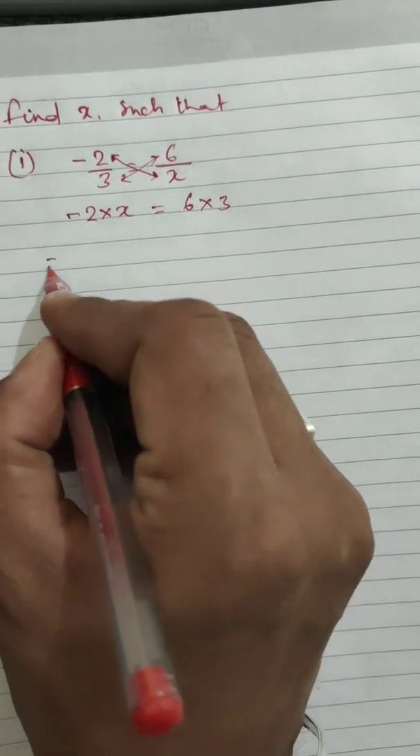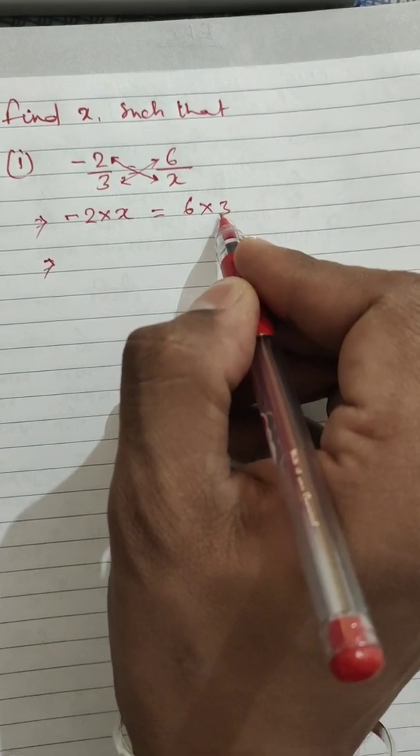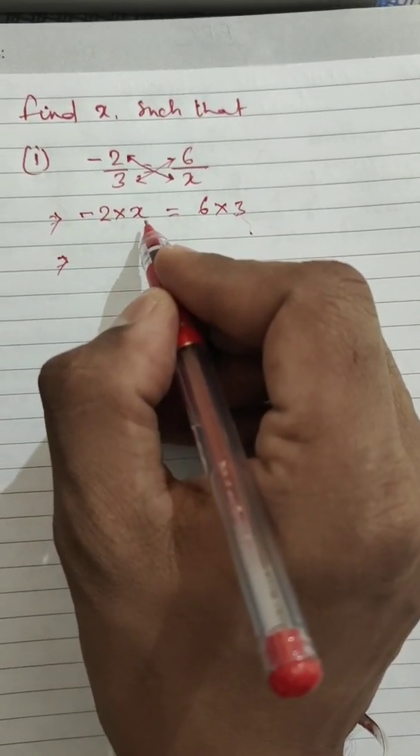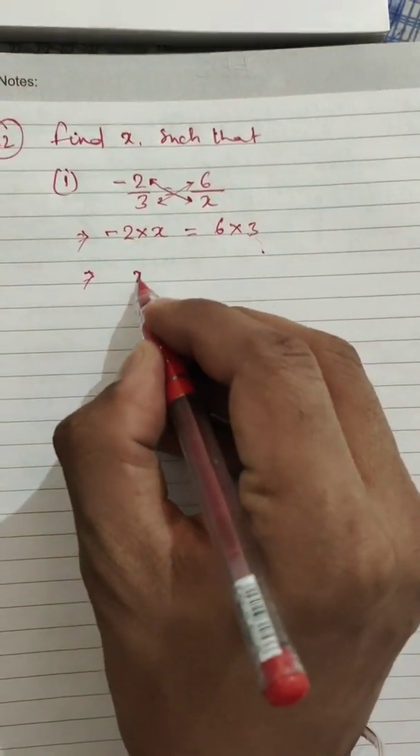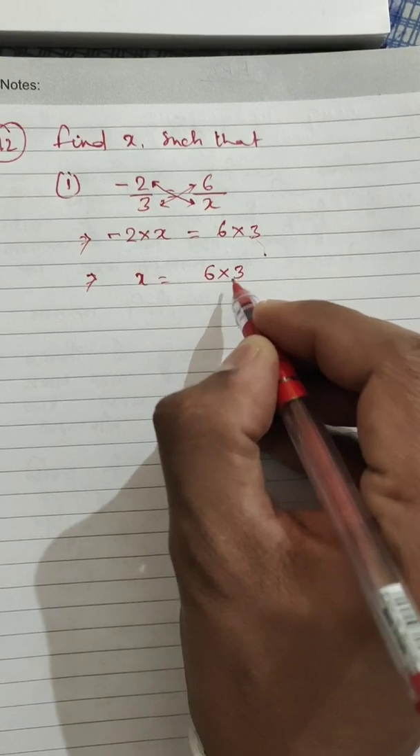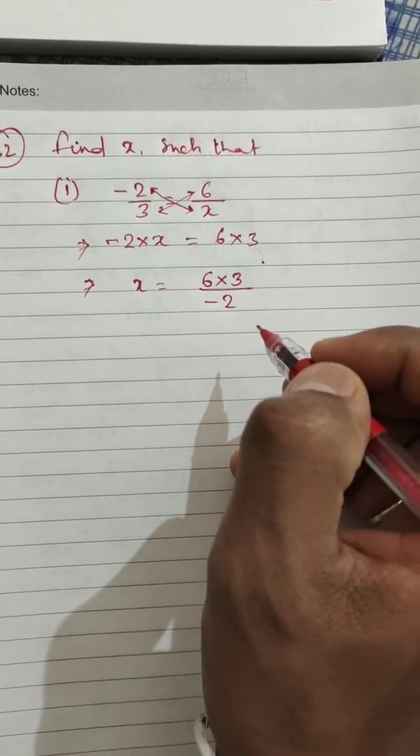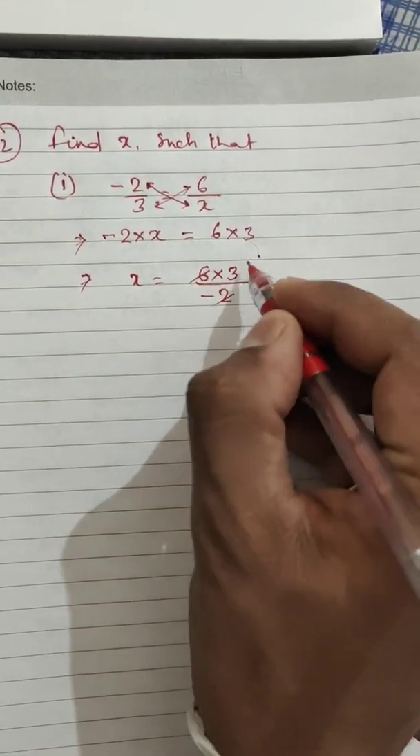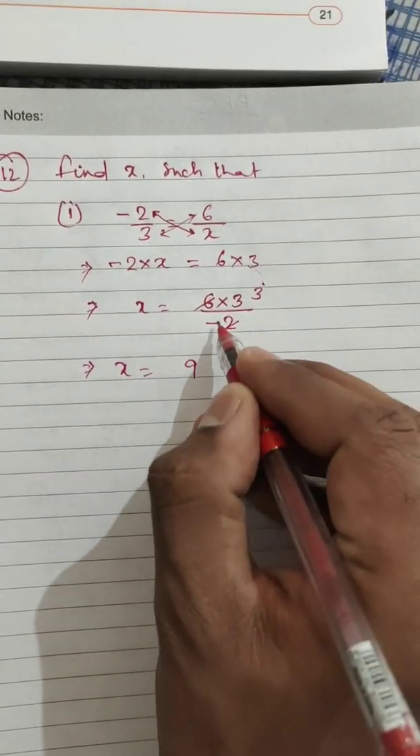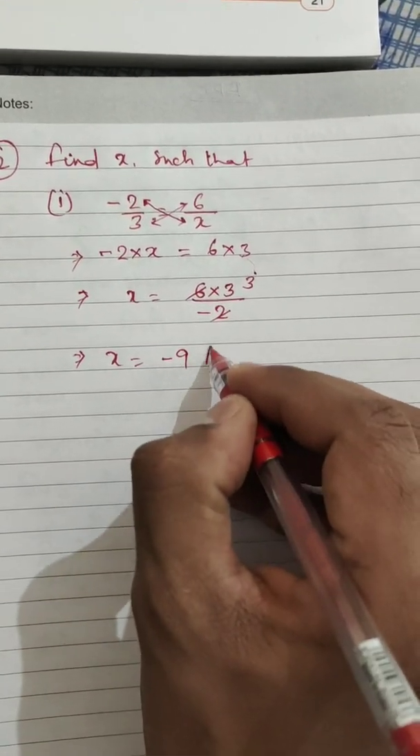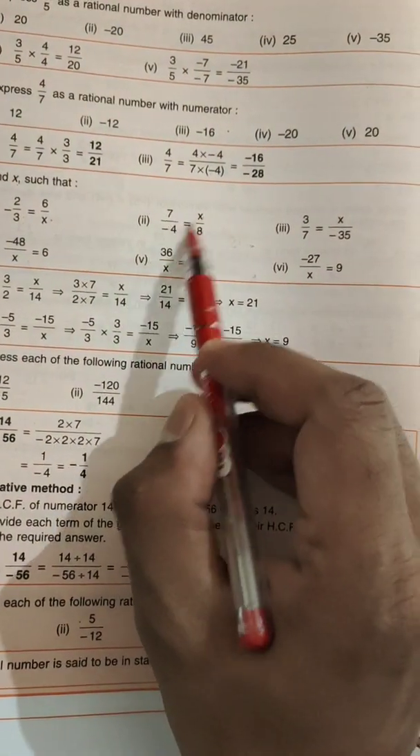In the next step, this minus 2 we will send to RHS. Then only the value of x can be calculated. Now x is equal to 6 into 3. This one is in multiplication form. When minus 2 will come this side, it will become division form. 2 threes are 6. x is equal to 3 threes are 9. This minus will go up and the value of x will become minus 9. Similarly, in question number 2 also you will do cross multiplication.